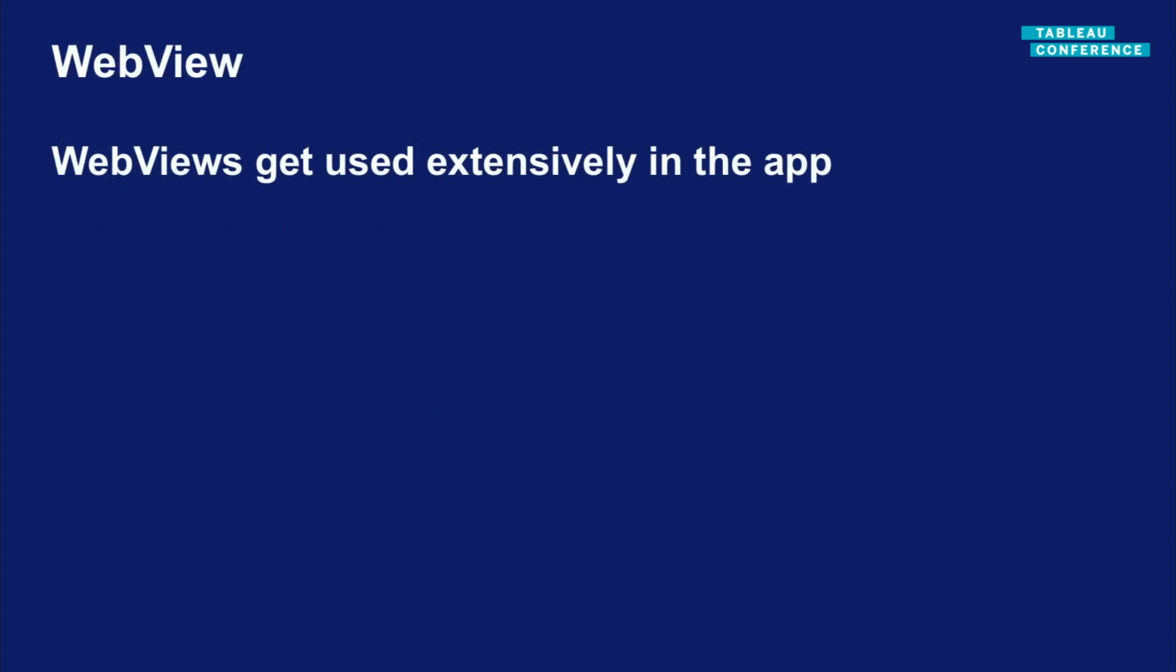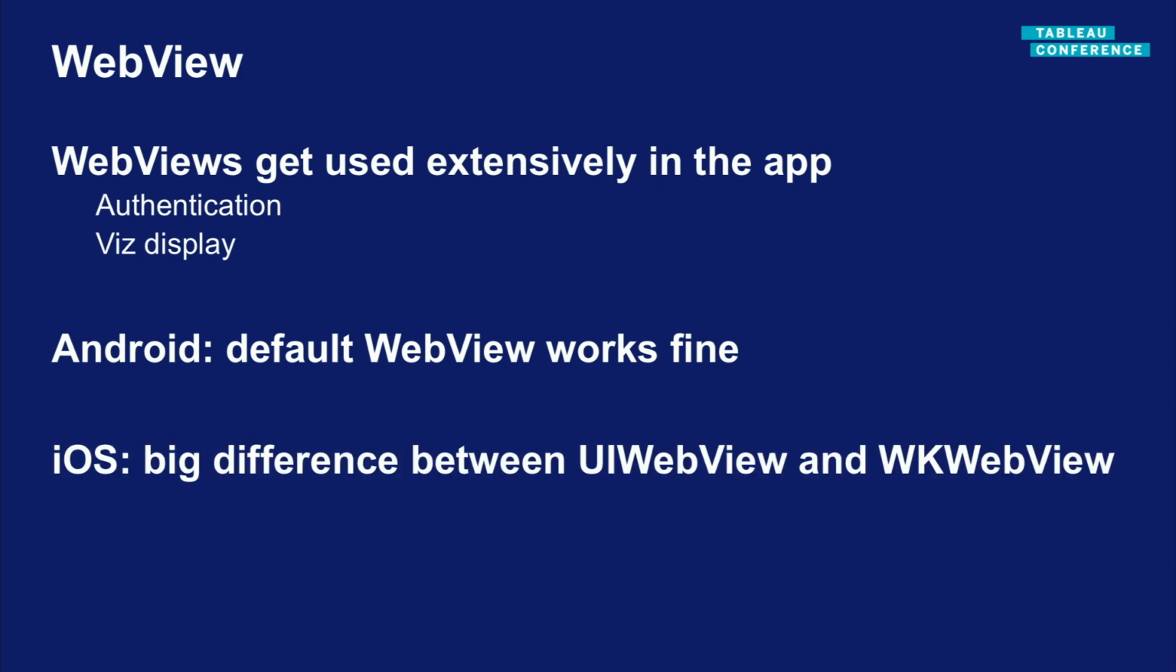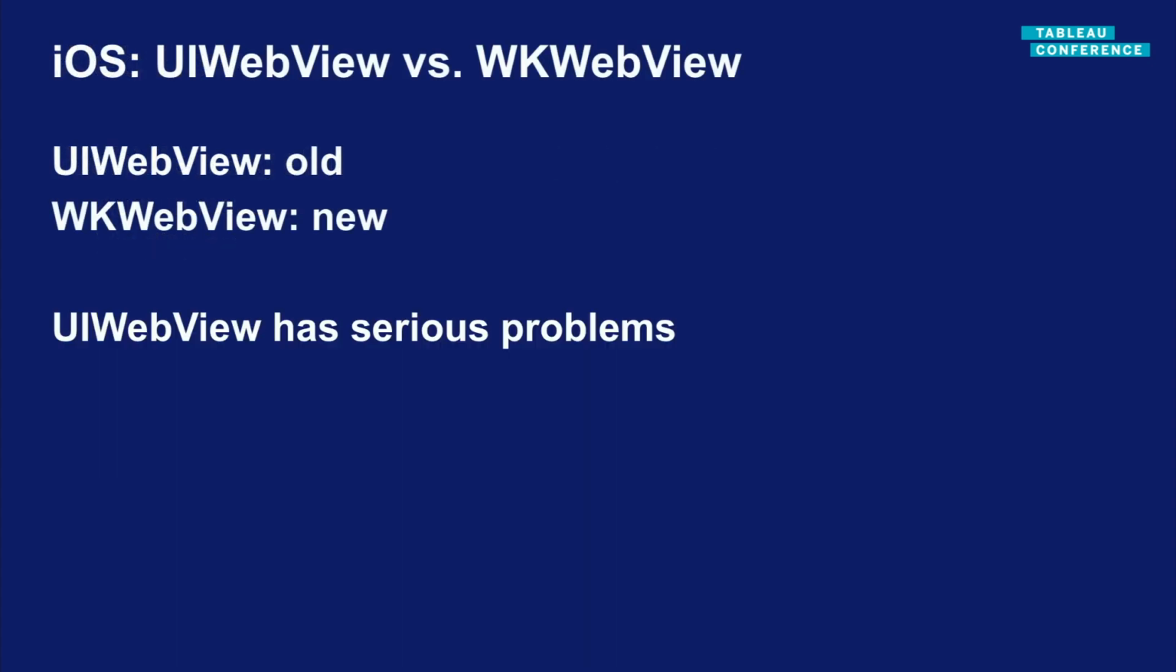So we use web views pretty extensively in the app. They're used for both authentication and for displaying visualizations. On Android, the default web view works fine. We don't really have problems with that. iOS has two different web view flavors: the older UI web view and the newer WK or WebKit web view. And it's worth looking at the differences between these two, because UI WebView has some serious problems.